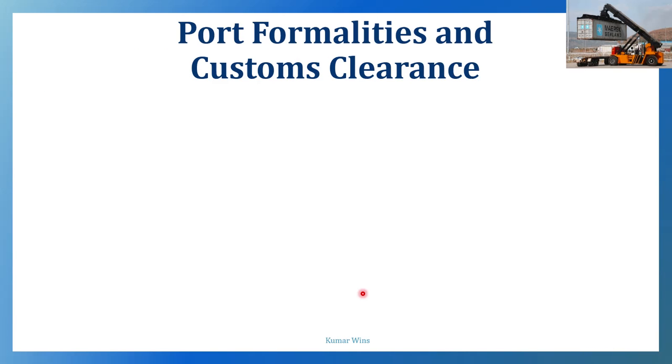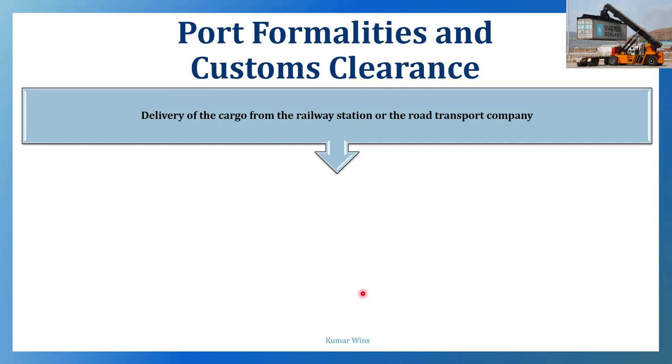Now coming to the port formalities and customs clearance. So on receipt of the documents sent by the export department, the CFA takes the delivery of the cargo from the railway station or the road transport company, and he arranges its storage in the warehouse. At the same time, he also starts action to obtain customs clearance, because he needs to obtain customs clearance and permission from the port authorities for bringing this cargo into the shipment shed.